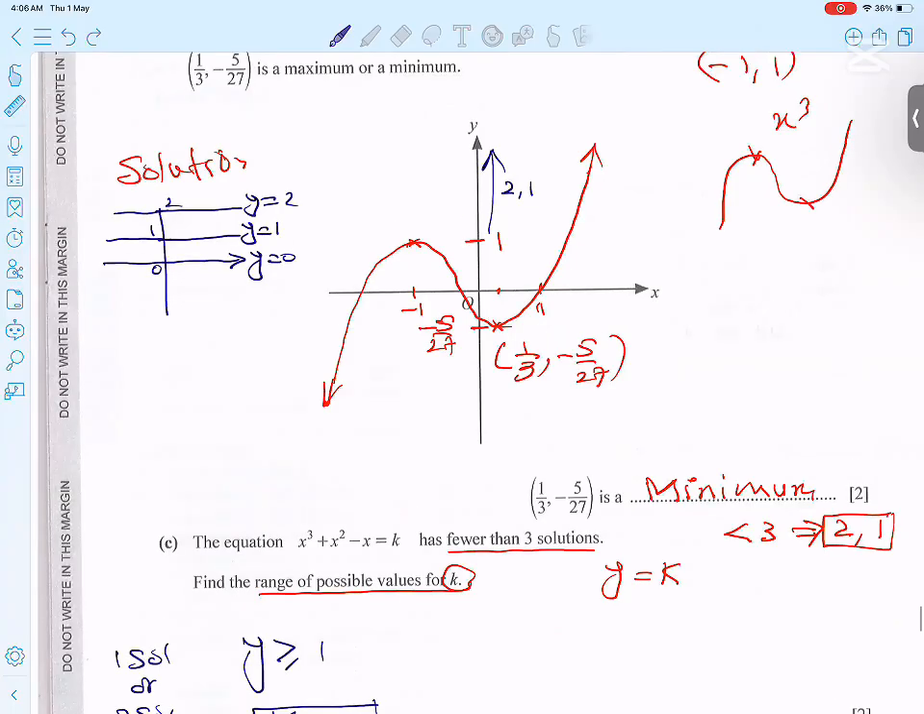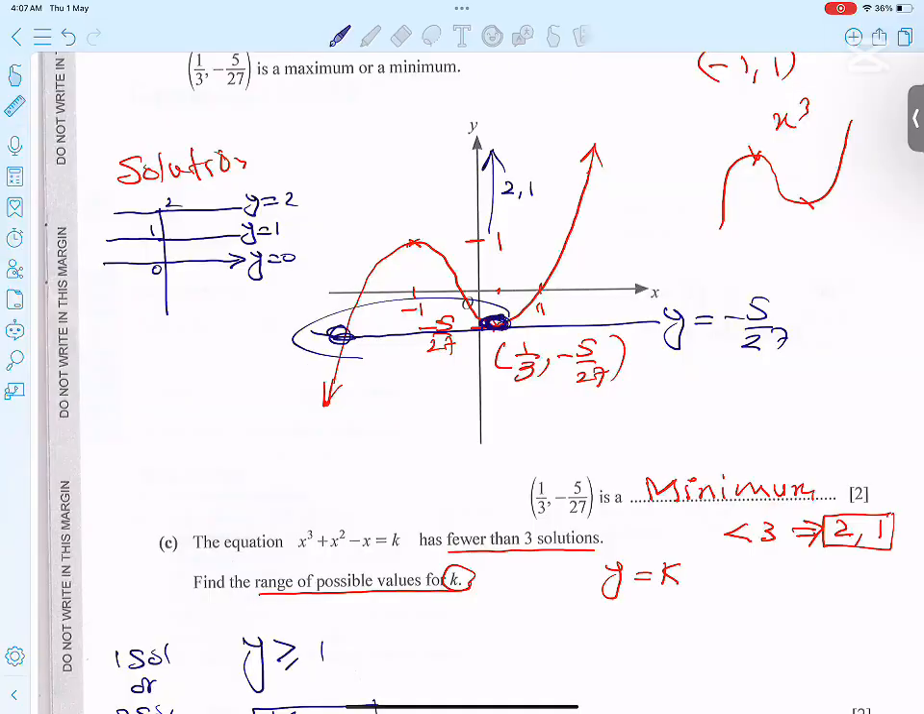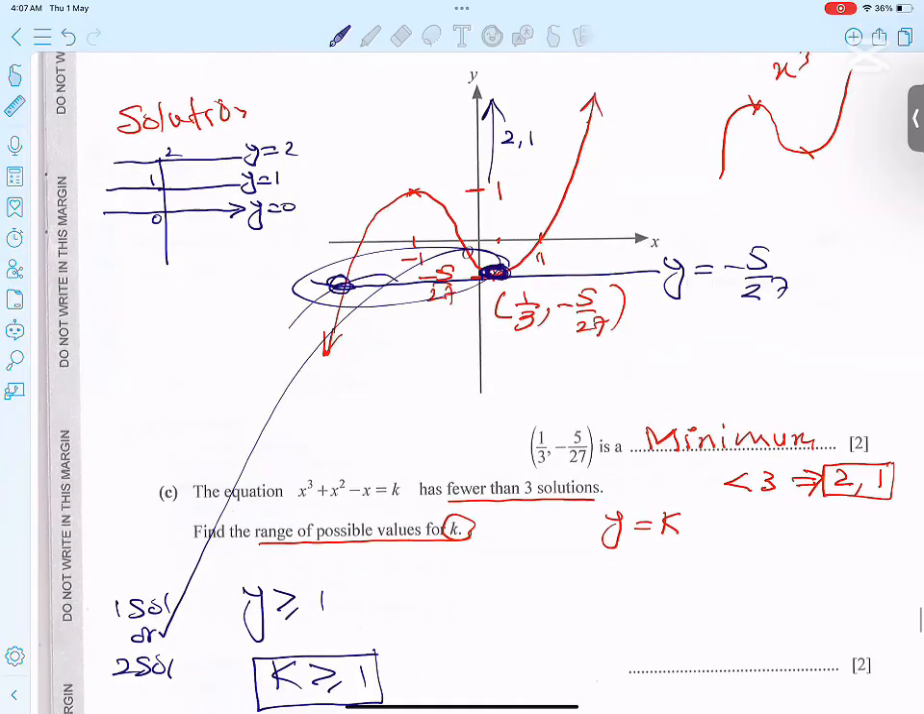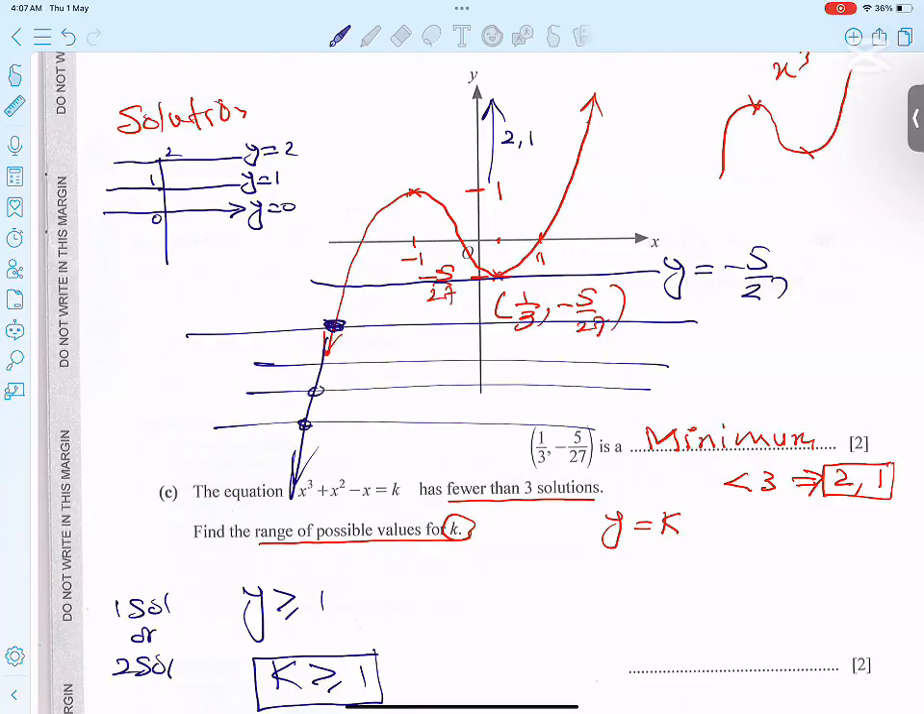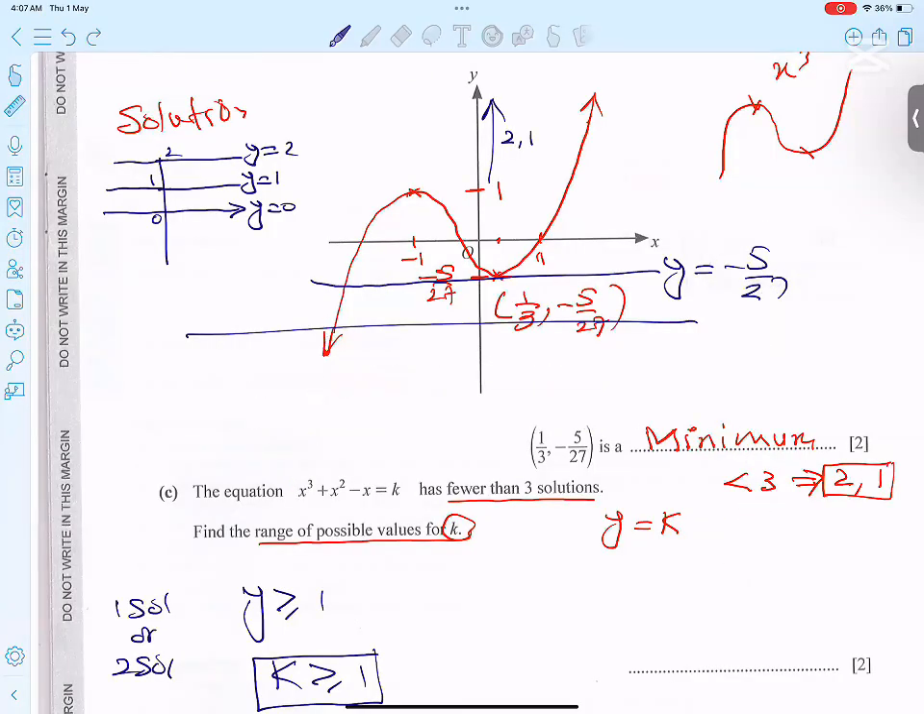Now, what about the below? Yes, if the line passes through this point, negative 5 over 27, so y is equal to negative 5 over 27, it touches here and cuts here. So it has two solutions. It is obviously clear, two solutions. And if the line goes below, it cuts once, so it has one solution, because this continues forever. Every time it cuts the curve one time. So from here going downwards, it has one solution.